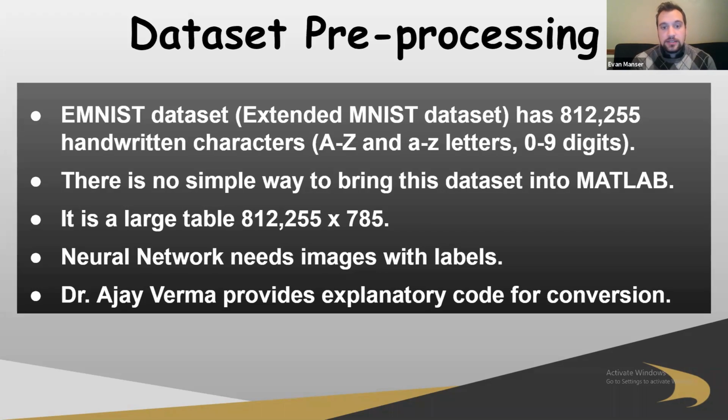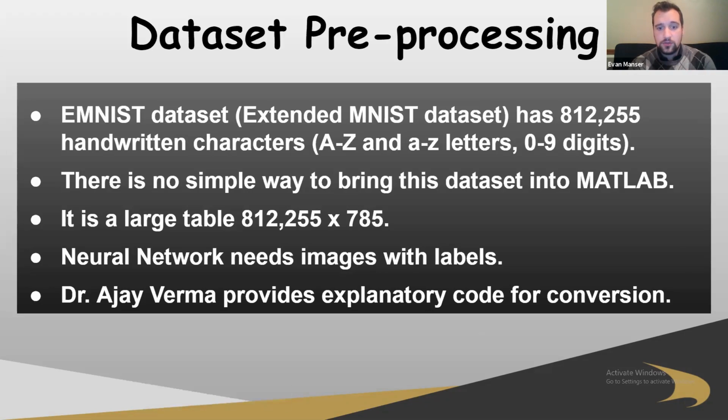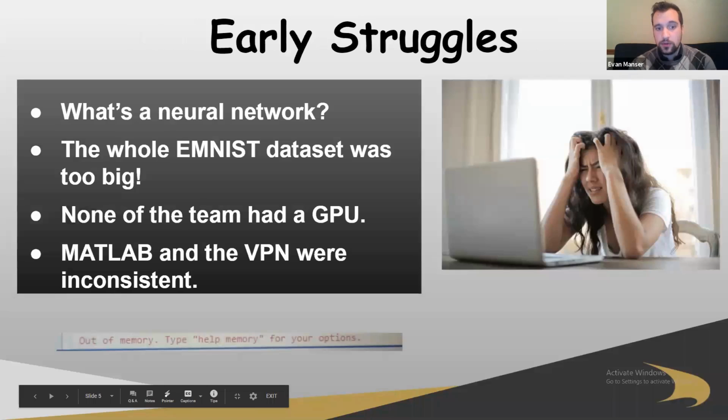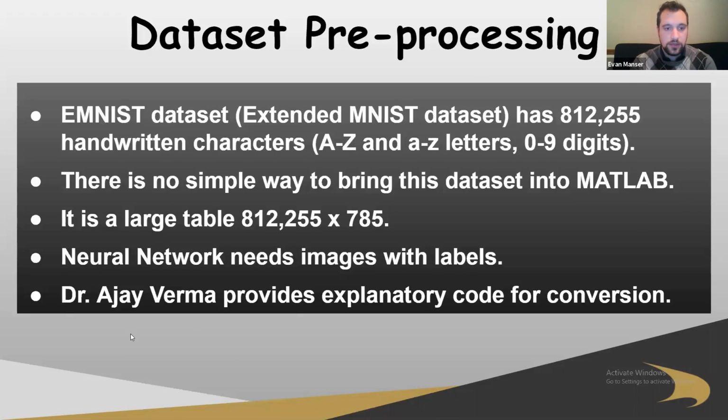A neural network needs images and labels. Particularly, what we needed to do is to have a folder for training, a folder for testing, and within each of those folders have subfolders for each of the labels. That means A through Z and 0 through 9, and then place each corresponding image under that folder. Dr. AJ Verma provides a lot of foundational code for this, so that was very helpful. We were able to transform it into PNG images. And yeah, you can go ahead and next slide.